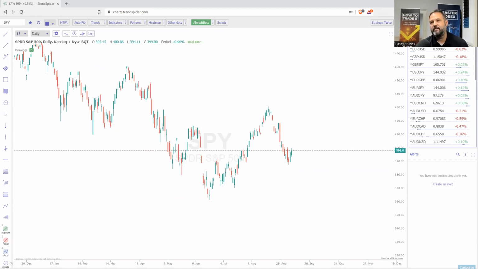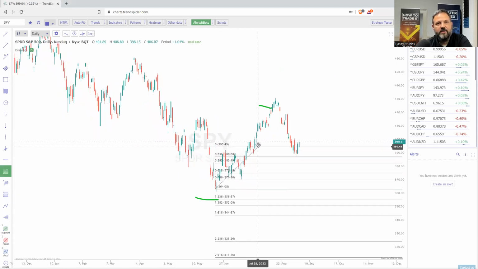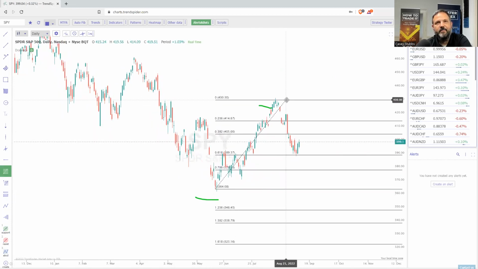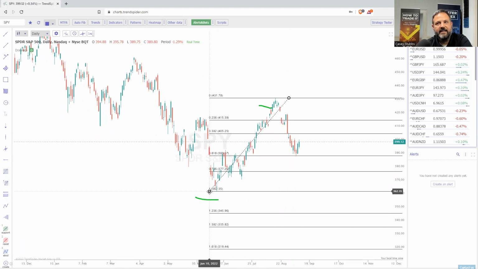Now, the first step of understanding how Fibonacci works is you have to identify your swing high and your swing low. We've done that. Now you want to draw the fib on the chart. You go over here and click it, find that low point and click it on the chart, and then drag it up to the high. We found the low, and now we're going to drag it.